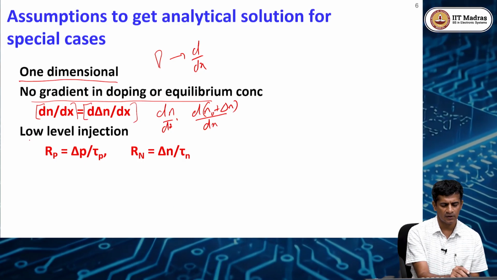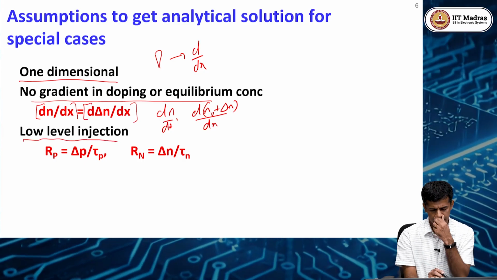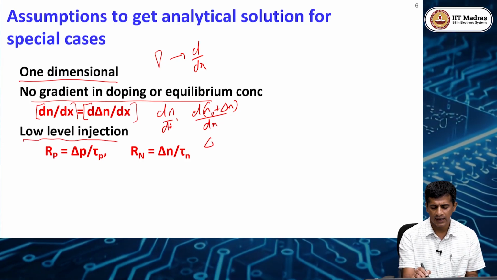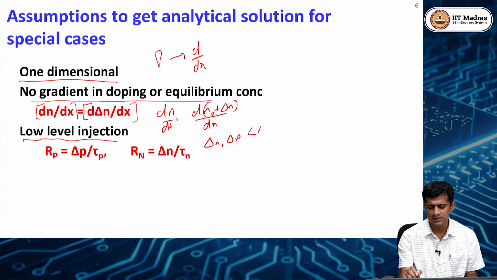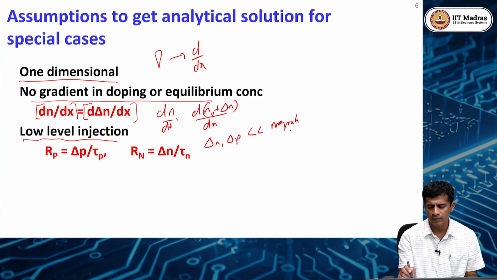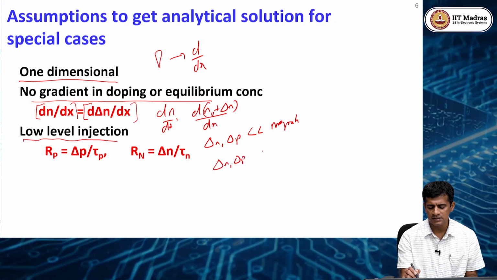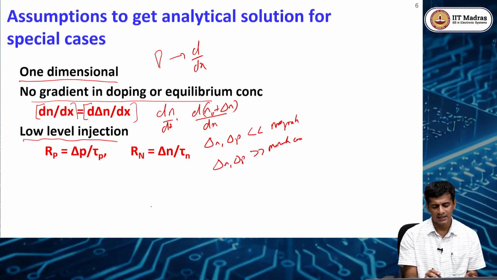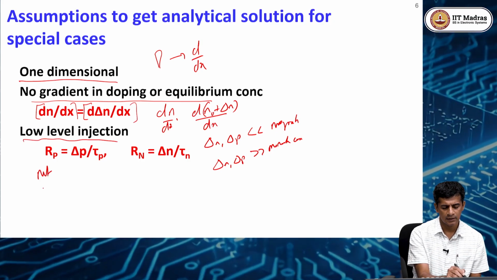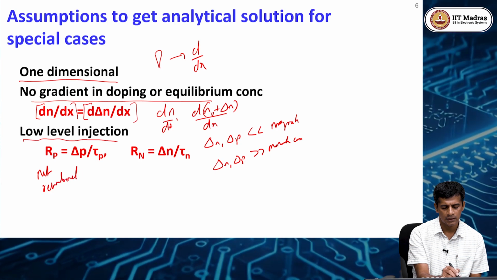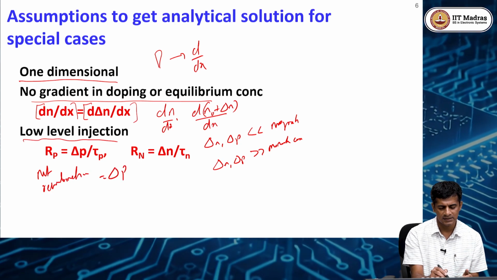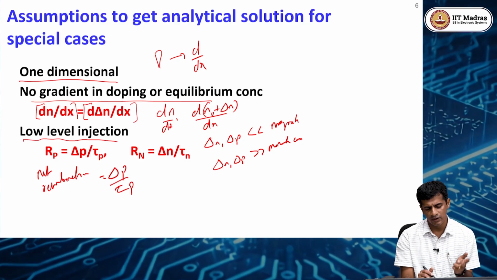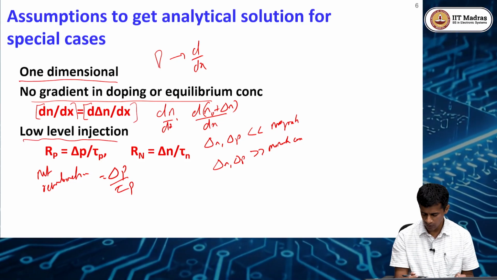The last assumption is something known as low level injection. Do you remember what low level injection is? Delta n and delta p are much less than the majority carrier concentration, but much greater than the minority carrier concentration. In such cases we saw that the net recombination rate can be written as the excess carrier concentration divided by the minority carrier lifetime. We are going to assume low level injection and use this here.